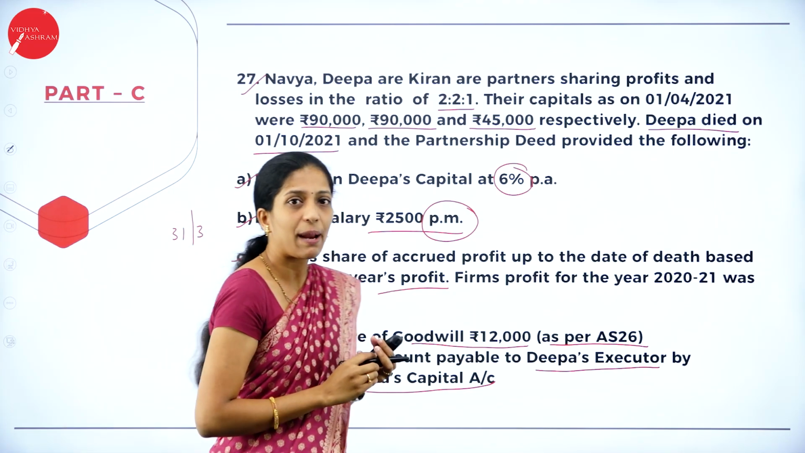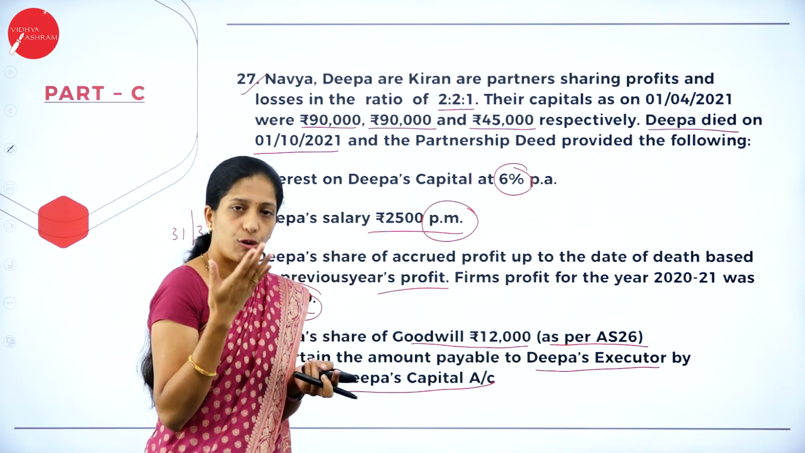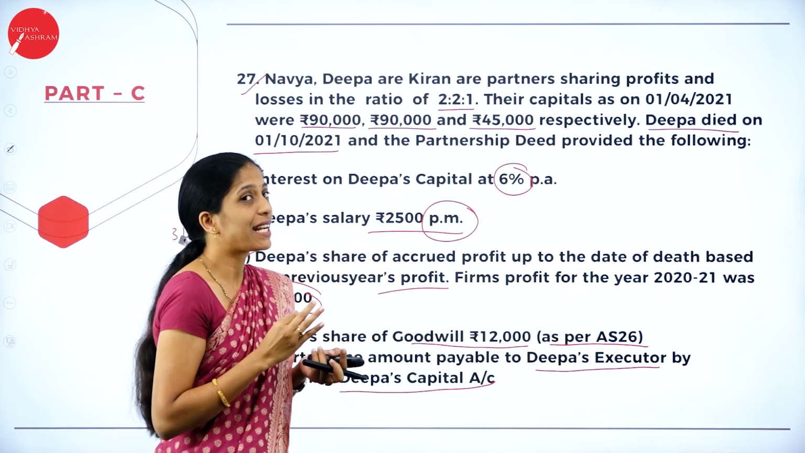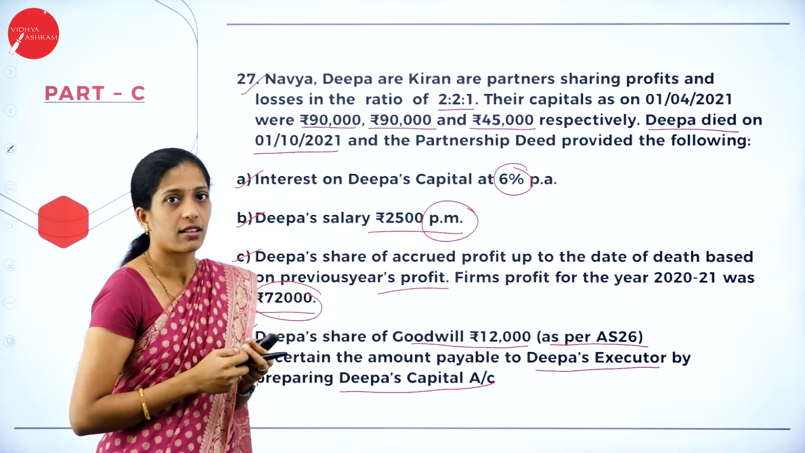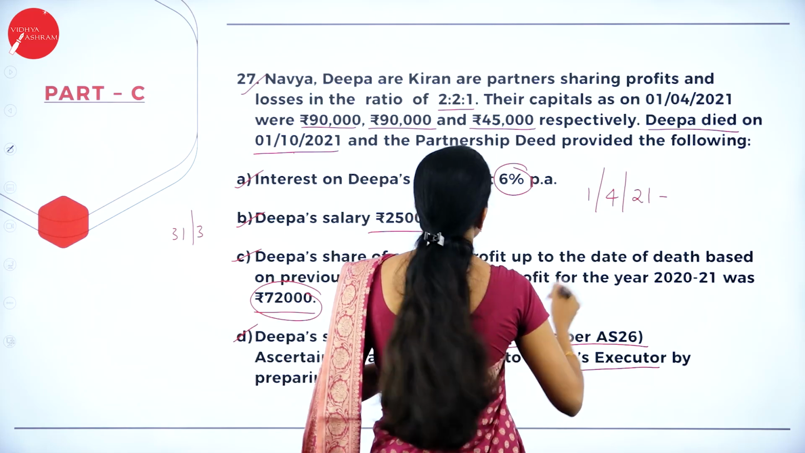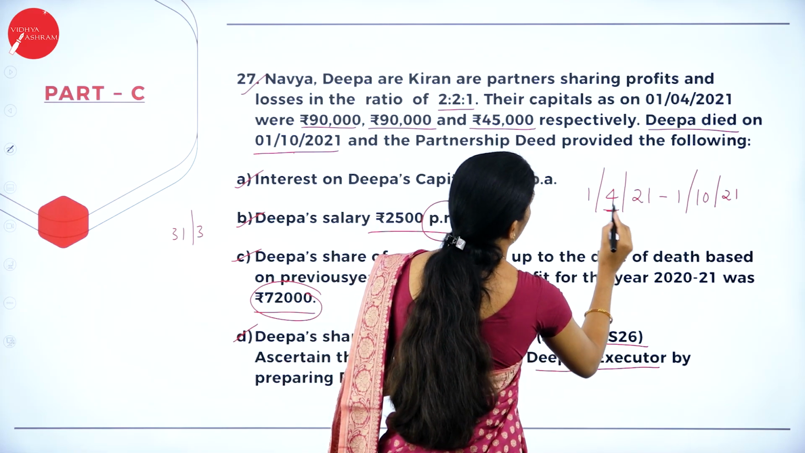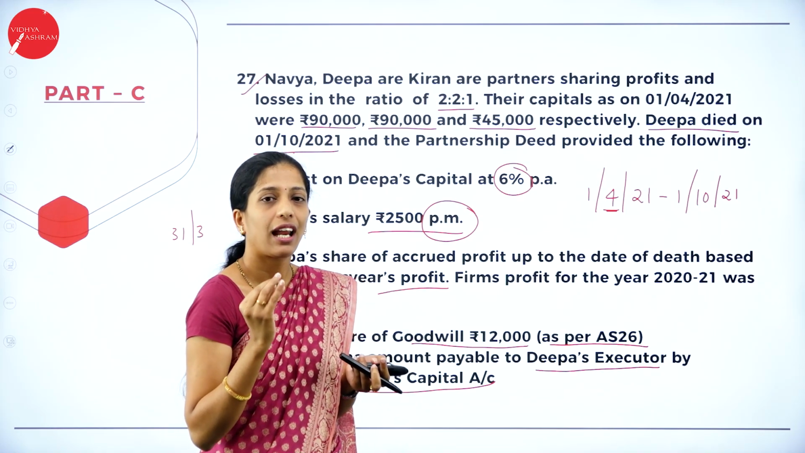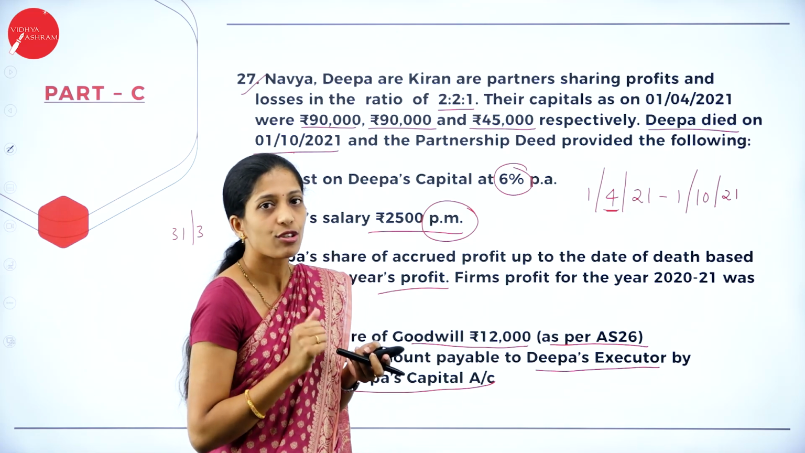Correct? So from 1st April to 1st October she was there in the business. Correct? So you have to consider 4, 5, 6, 7, 8, 9, 10. So how many months? But whether you have to consider the 10th month? No. Because they have given beginning of 10th. So from 1/4/2021, that is year beginning. So when did she die? 1/10/21. So how many months? Since it is beginning of the month they have given. So you have to consider 4, 5, 6, 7, 8 and 9. No need to consider 10th because they have given beginning of the month. Correct?